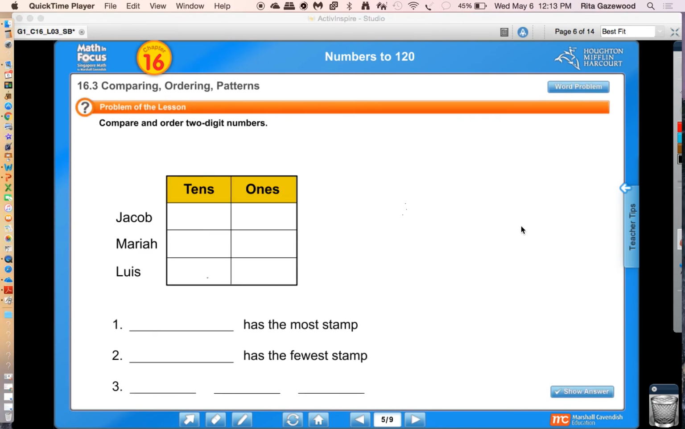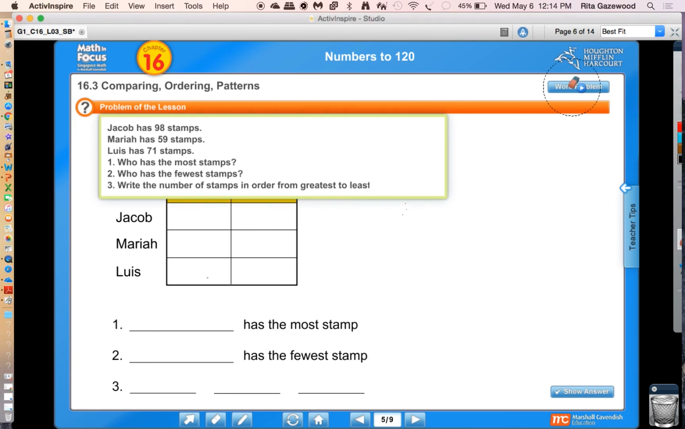So let's find out what our problem of the lesson is today. Jacob has 98 stamps. Mariah has 59 stamps. Louise has 71 stamps. Who has the most stamps? Who has the fewest stamps? Write the number of stamps in order from greatest to least.